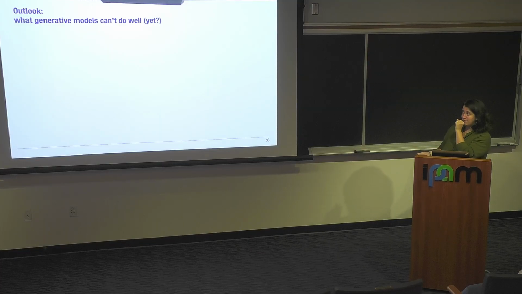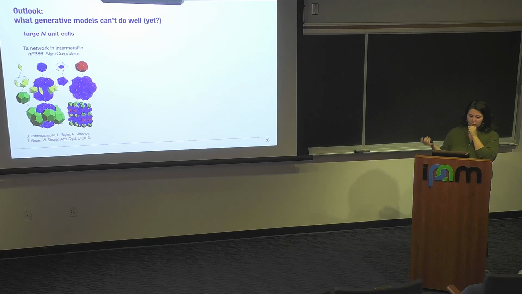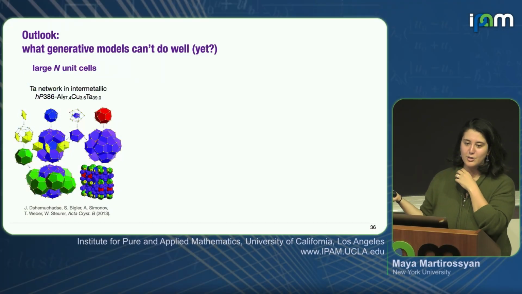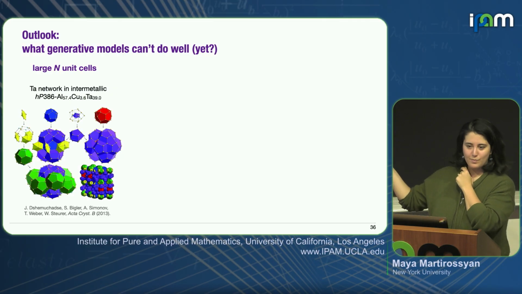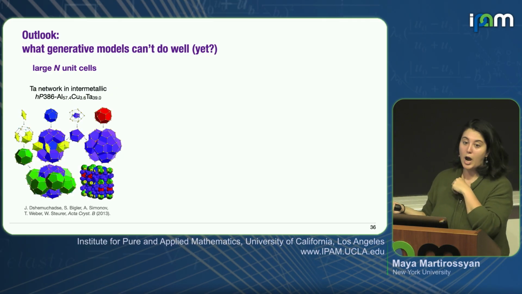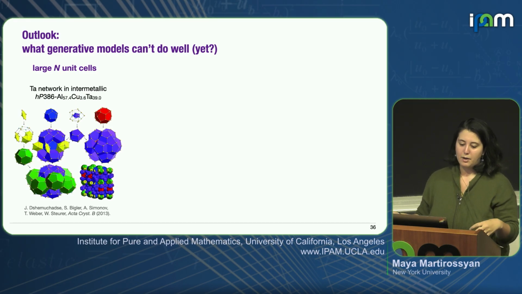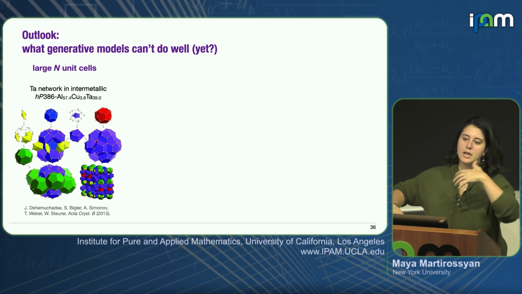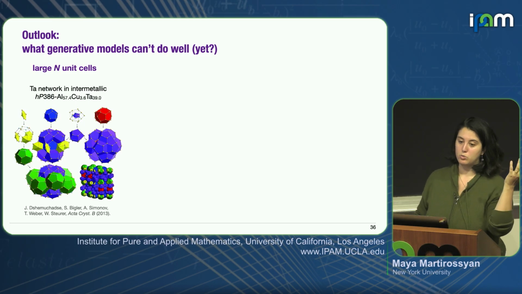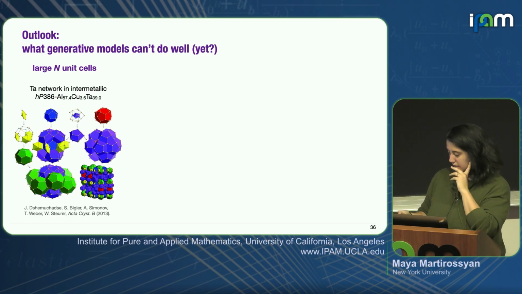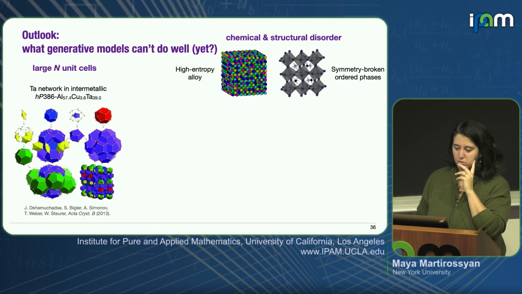Finally, I want to give a little outlook slide. What can our generative models not do particularly well yet? Basically, where do I think we should be going? Large unit cells are quite interesting to me. Complex structures, things that have hierarchy in their assembly, with much simpler building blocks that together arrange to make much more complicated crystals. I think that should be in the purview of generative models.